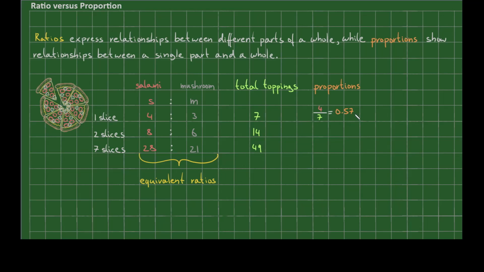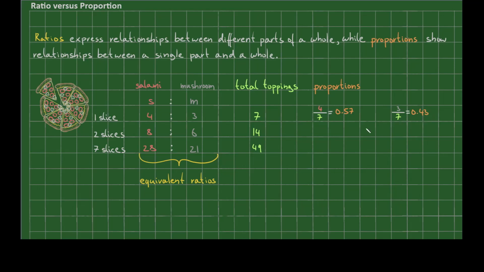We can do the same thing for mushrooms. Each slice has 3 pieces of mushroom, and that needs to be divided by the total number of pieces. I will end up with 0.43 when rounded to 2 decimal places. Please note that if we have done everything correctly, the sum of all proportions should equal to 1. And that is the case here. 0.57 plus 0.43 equals 1.